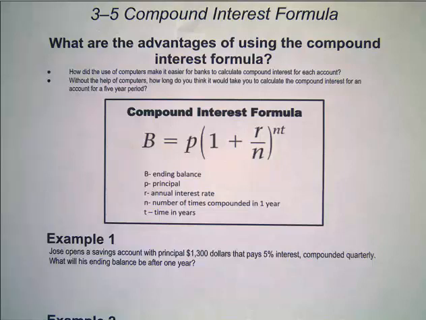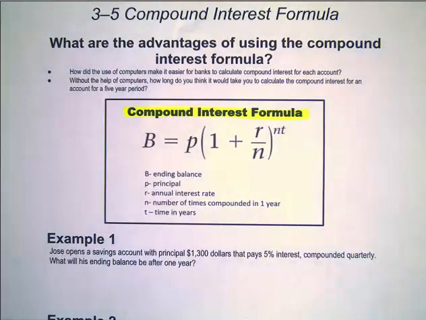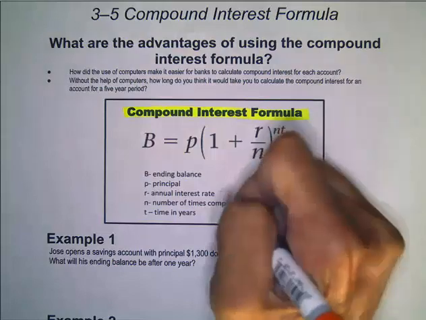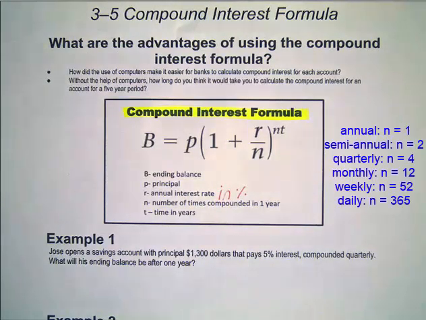So here's our formula for compound interest. And again, this is something you're going to want to know. B is our ending balance. P is our principal, or our initial value, what we started with. R is our annual interest rate in percent. N is the number of times a year that the interest is compounded. So use 3-4 for those numbers. And T is your time.